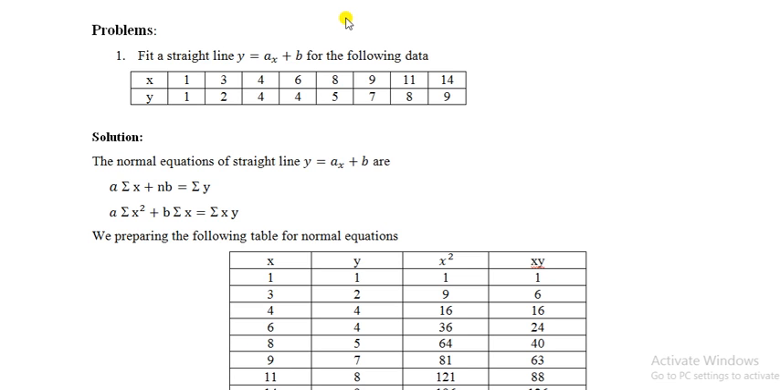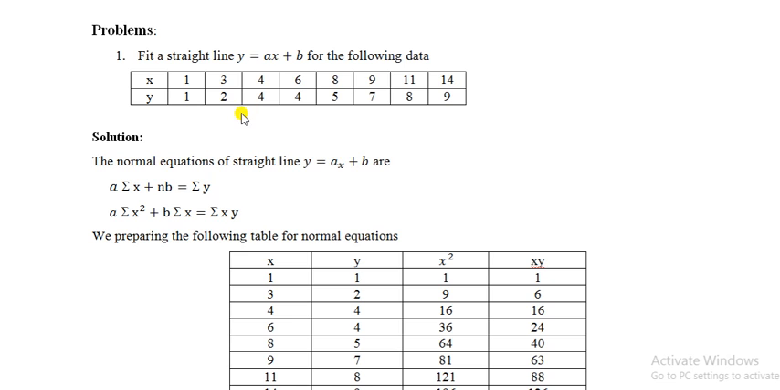First example on curve fitting of a straight line. Fit a straight line y is equal to ax plus b for the following data. Here they have given the table for x and y. x equal to 1, 3, 4, 6 up to 14. y values are 1, 2, 4 up to 9. Now the solution to find the data.